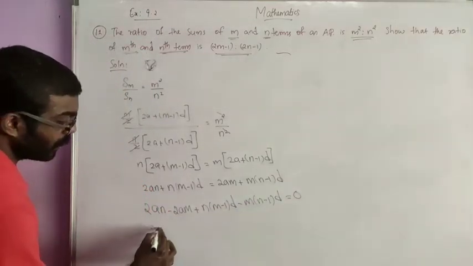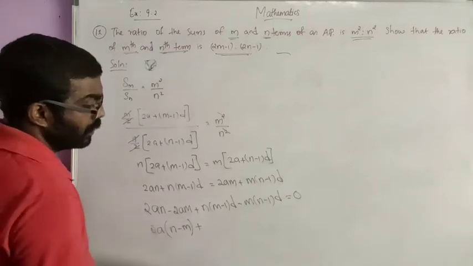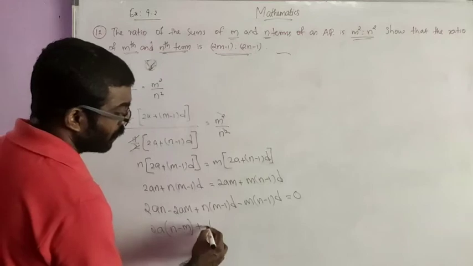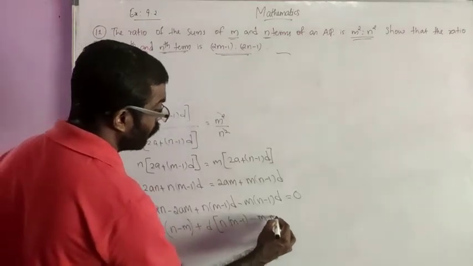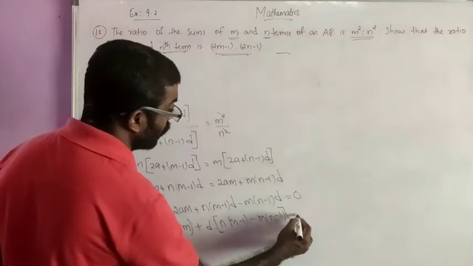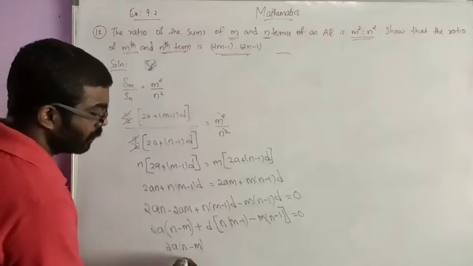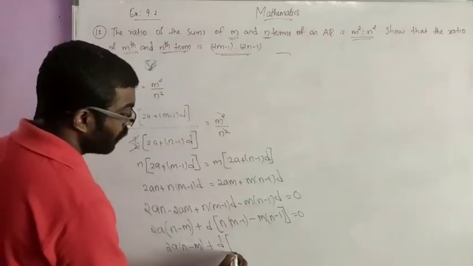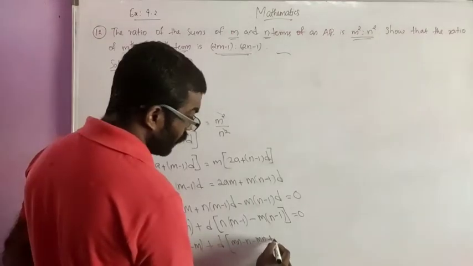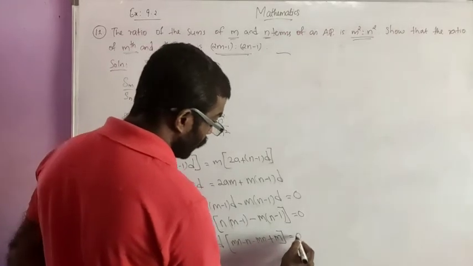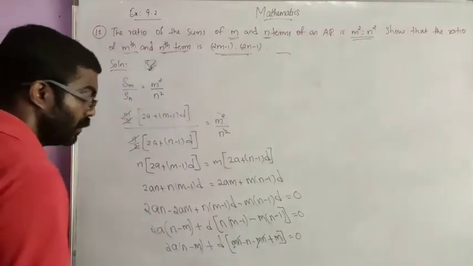From the first two terms, 2a is common. So 2a into n minus m, then plus the next two terms, d is common. So d into n into m minus 1 minus m into n minus 1, which is equal to 0. That is 2a into n minus m, then plus d into, here we can multiply n into m, mn minus n minus mn plus m, which is equal to 0. Plus mn minus mn we can cancel.